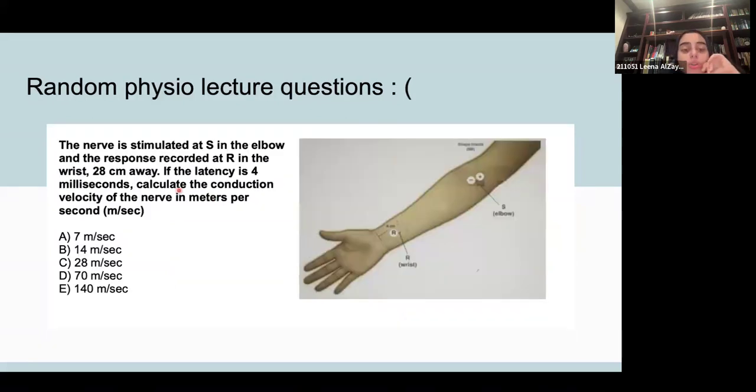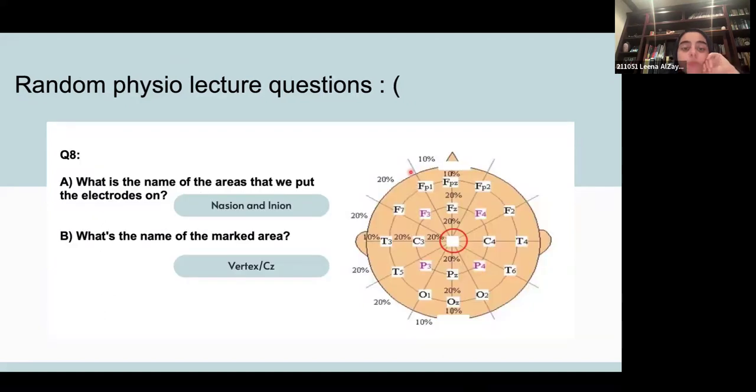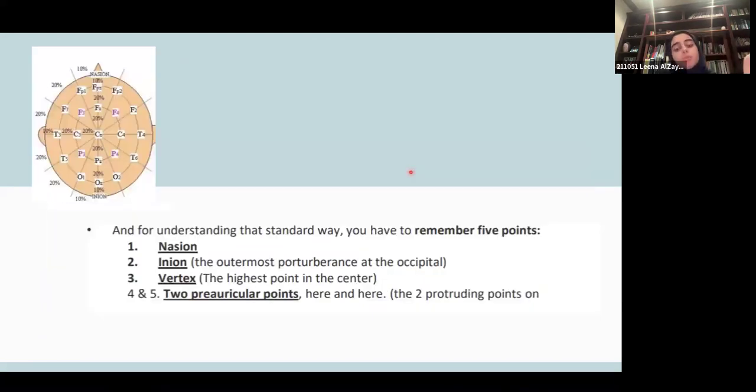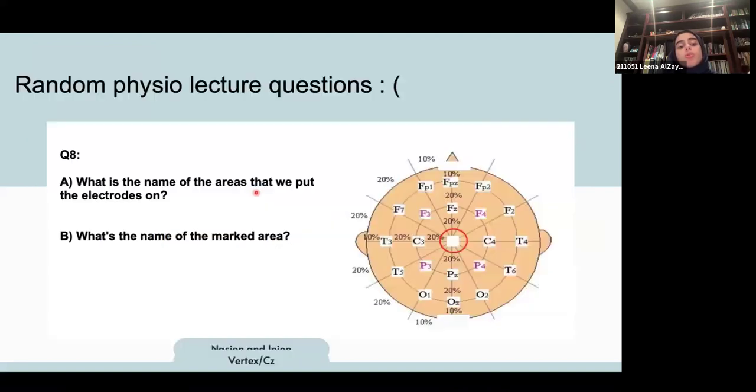For this question, you're basically detecting the nerve stimulated at S in the elbow and response recorded at R. Do you want me to re-explain this? Is it clear? So what should we focus on? Just know these terminology.